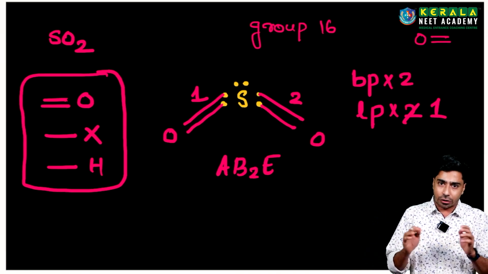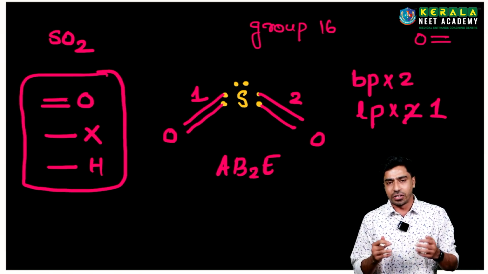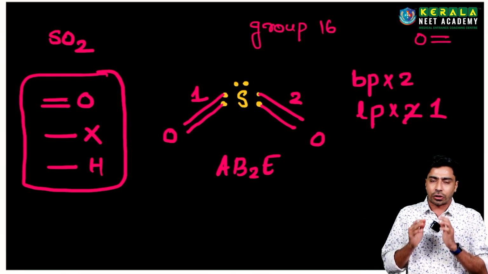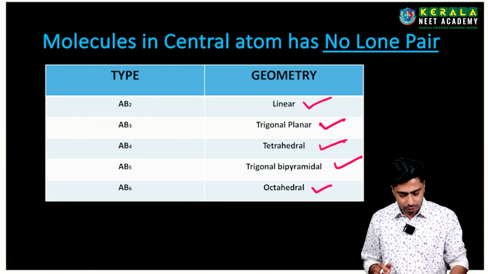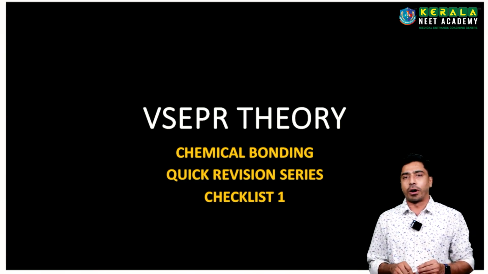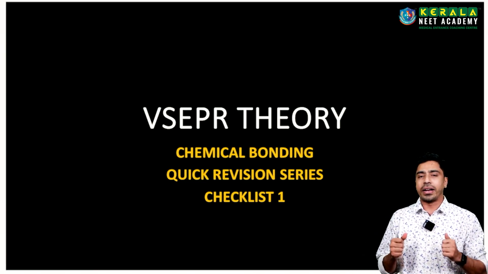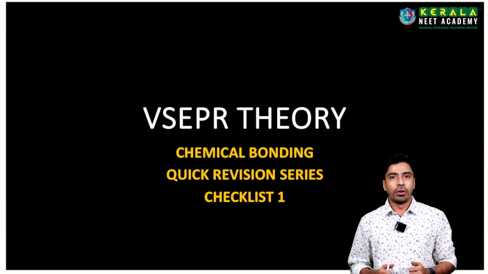So if any electrons are left without participating in bond formation, such electrons are called lone pairs. So by knowing the number of lone pairs and bond pairs, now you are ready to identify the shape of a molecule. Hope this session is clear.